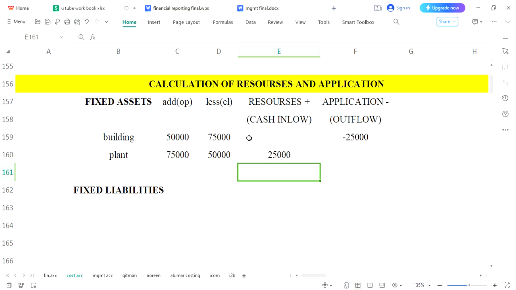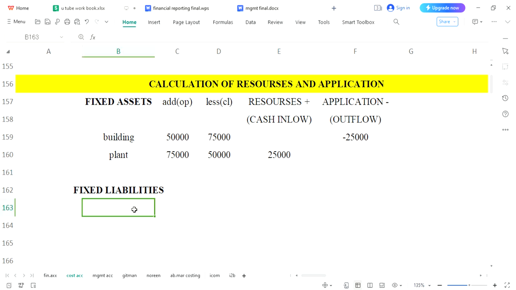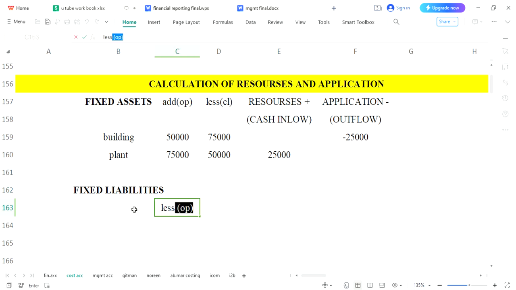Simple is this. You will put a plus sign with opening, minus with closing, and by calculation of these two, if the final sign is plus, you will write it in resources. If the final sign is minus, you will write it in application. In a similar manner, for fixed liabilities, you will use opposite signs: less would be written with opening and add would be written with closing.